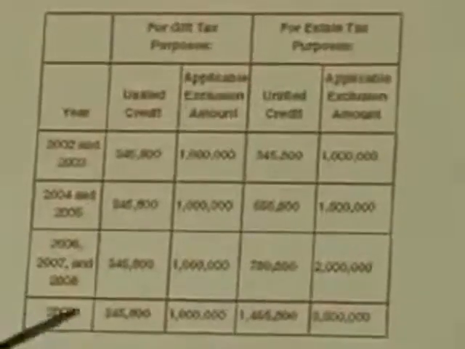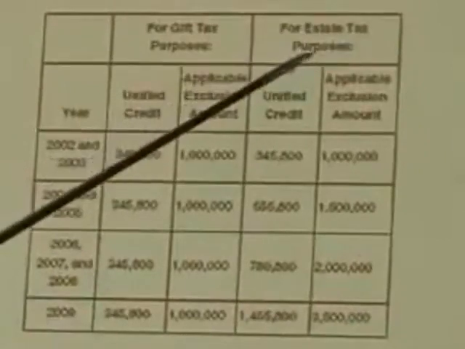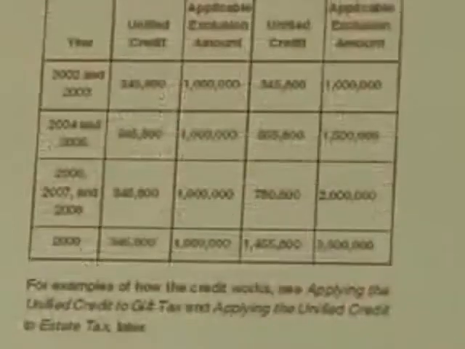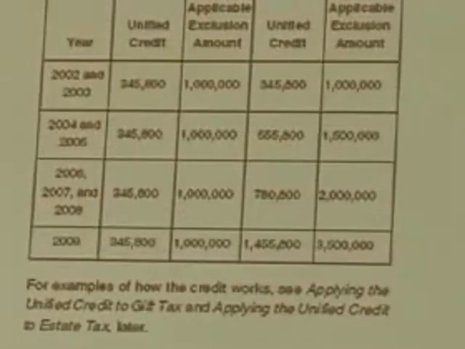We're talking about the exclusion, right? Go down this page. Okay. We're in 2009 or 2010. For estate tax purposes, you have a $3,500,000 applicable exclusion. That means that you have to make over $3,500,000. Is there anybody listening to me that can claim that they made over $3,500,000? No. Then how can you owe any taxes?